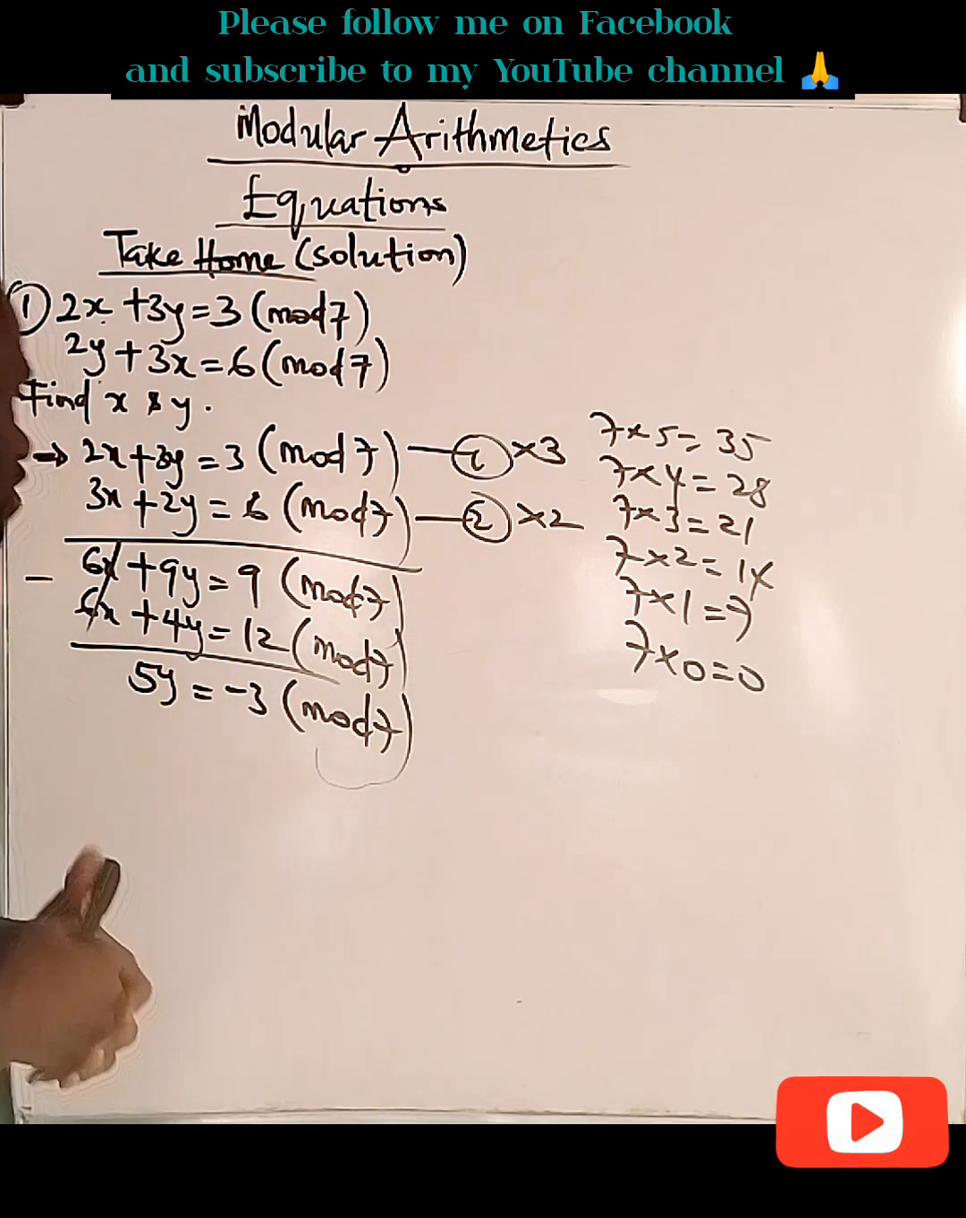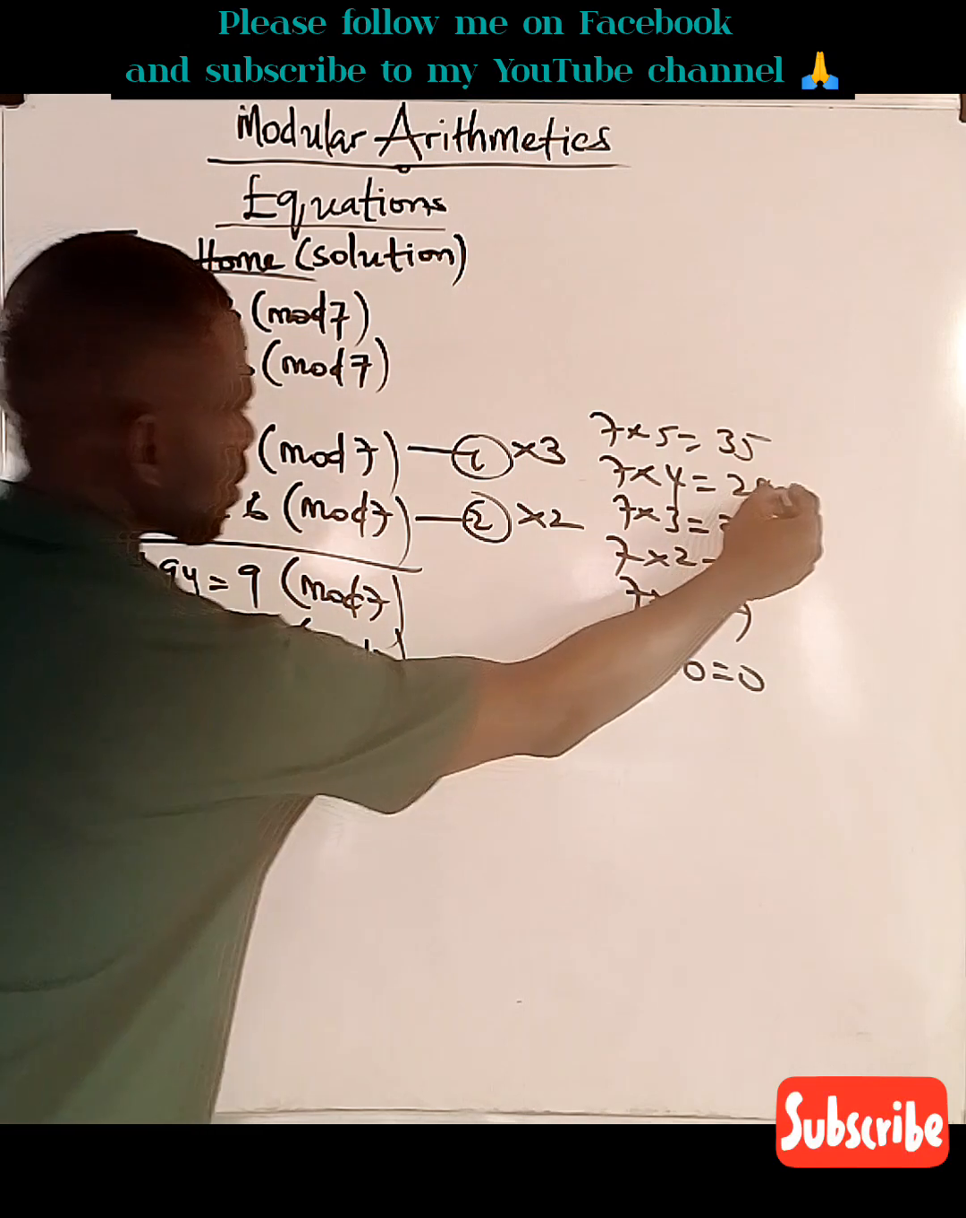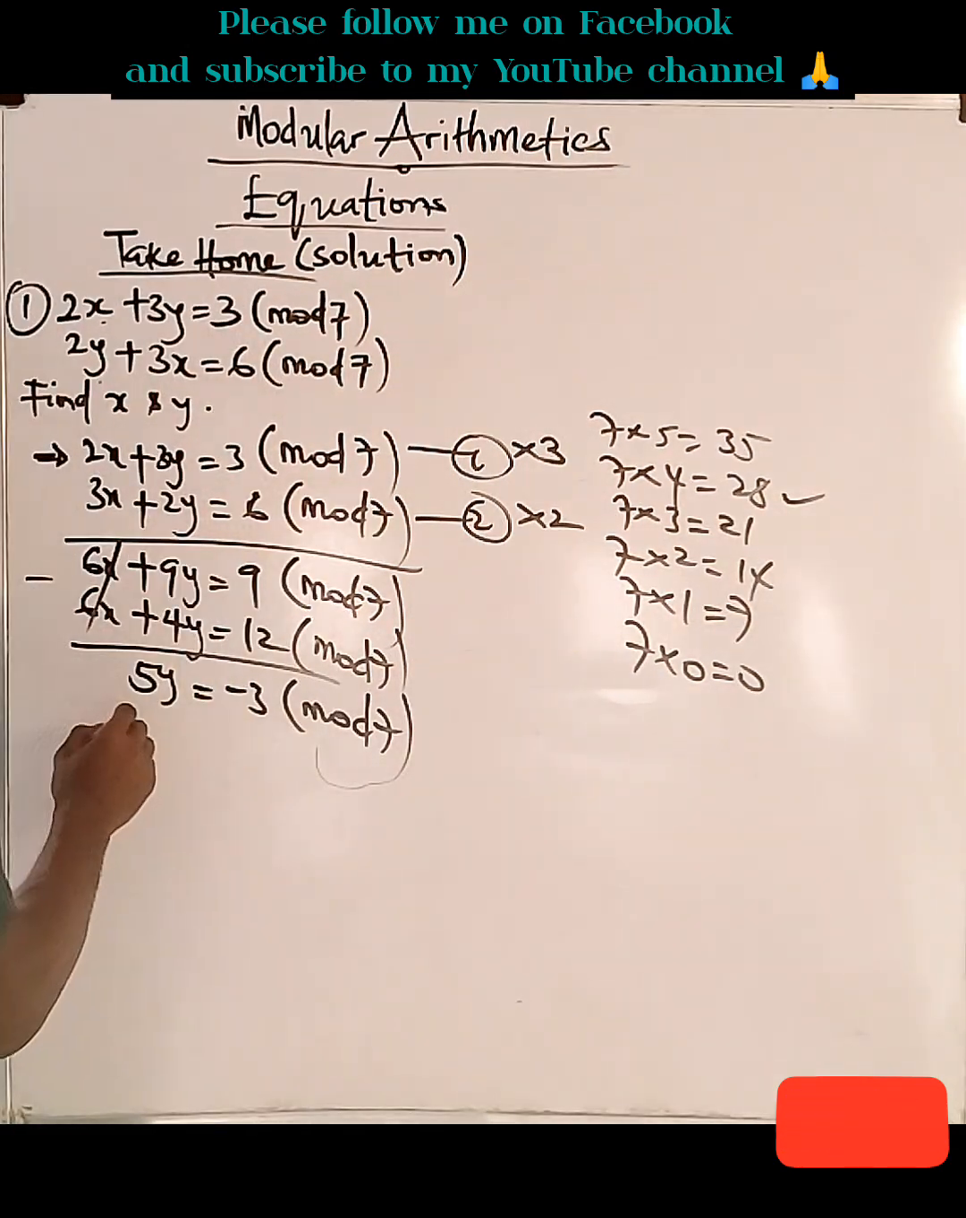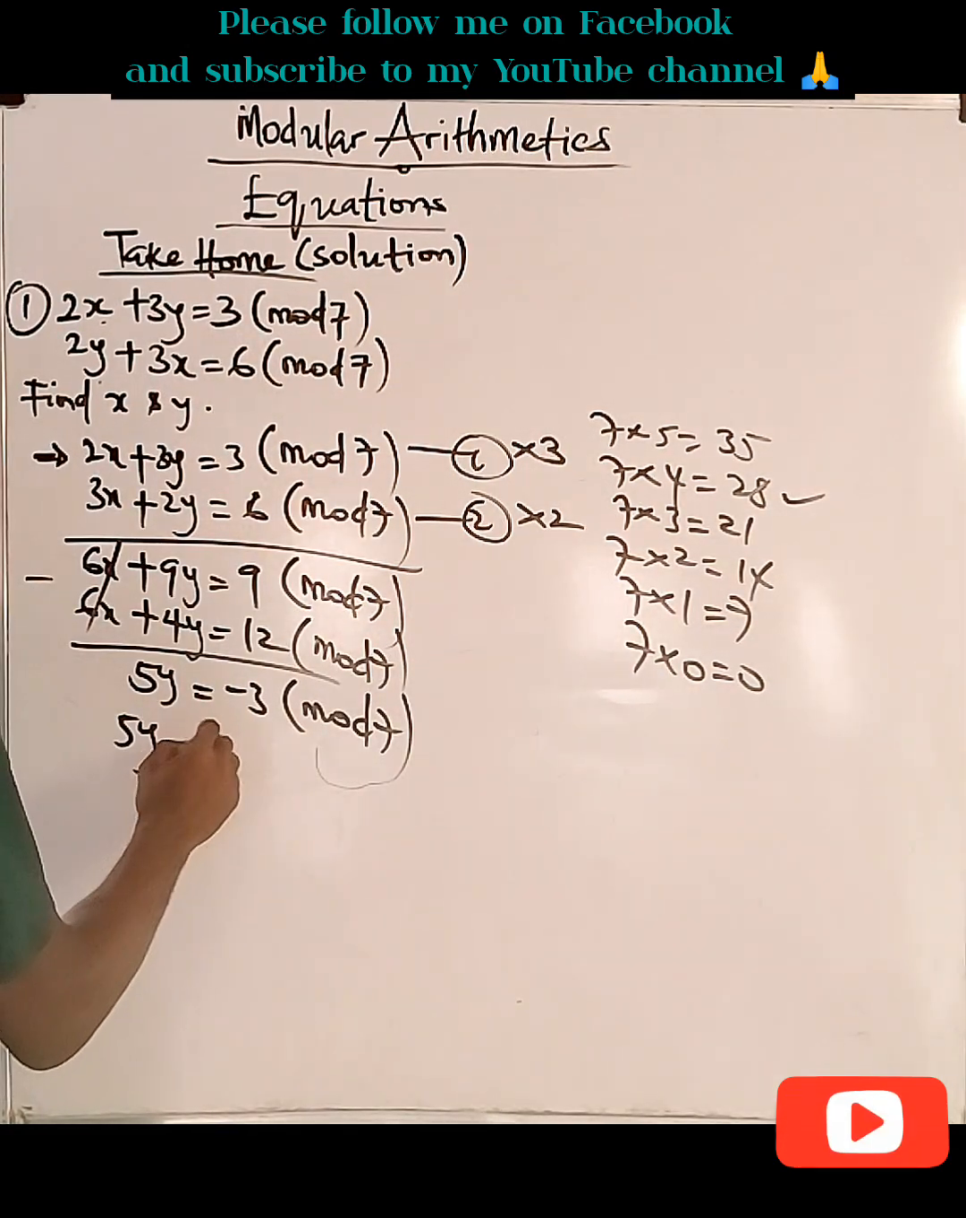Let's try out 28. 28 plus minus 3. 28 minus 3 is 25. I think this is the best fit. We could use the best fit multiple. So 5y equals 25.